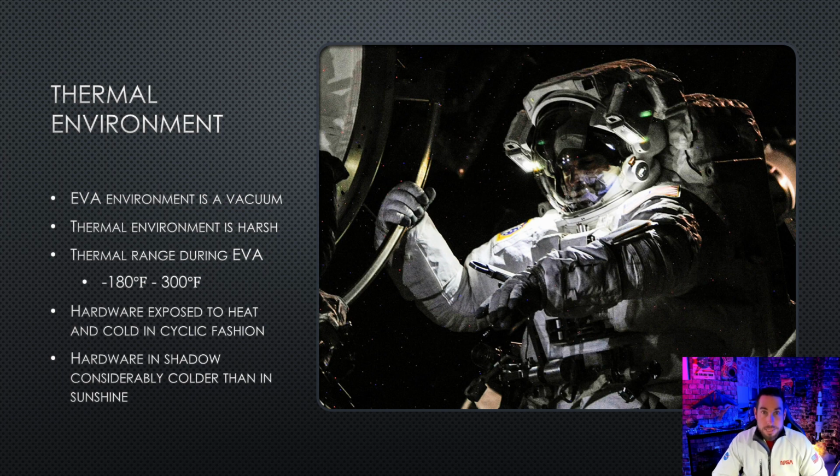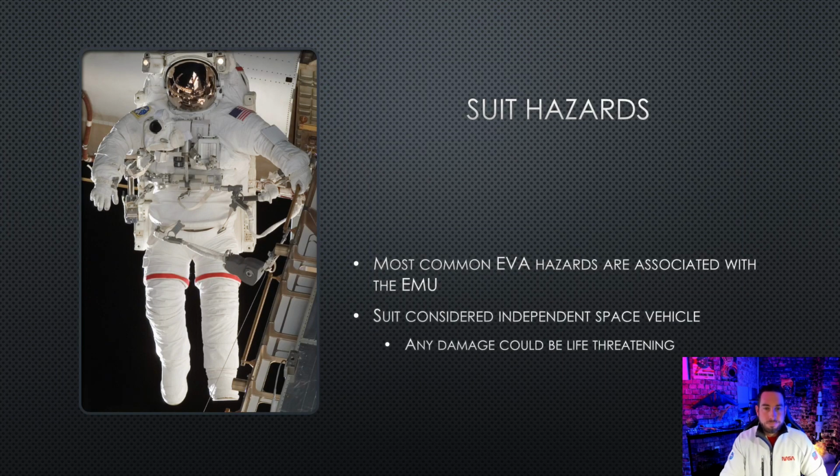And then the hardware that's out there exposed to this vacuum gets continually exposed to heat and cold in a cyclic fashion, so it can degrade the equipment very quickly. It has to be very robust to handle this type of environment, but it increases the likelihood of something breaking that's going to force an EVA to go out and fix it. Now, the most common EVA hazards are associated with the suit. I'd already mentioned the suit's considered an independent space vehicle, and any damage whatsoever could be completely life-threatening.